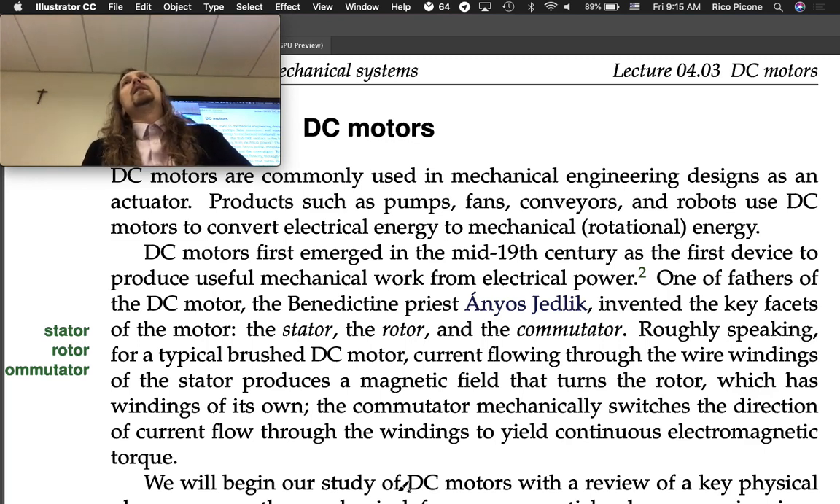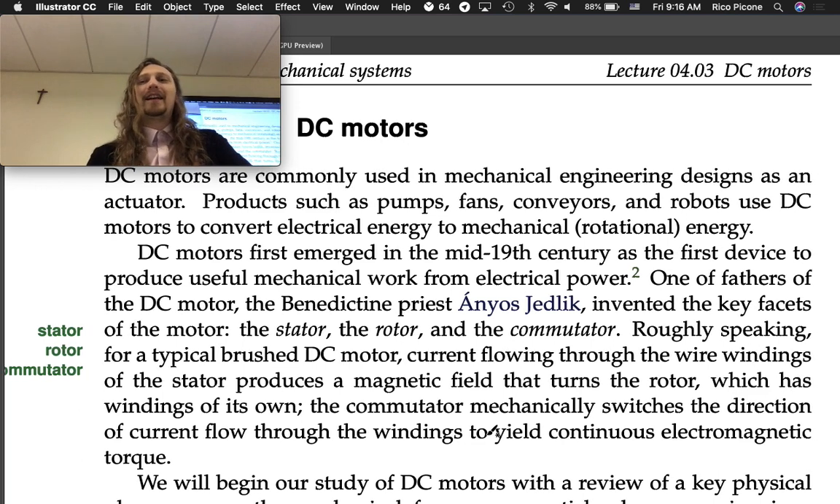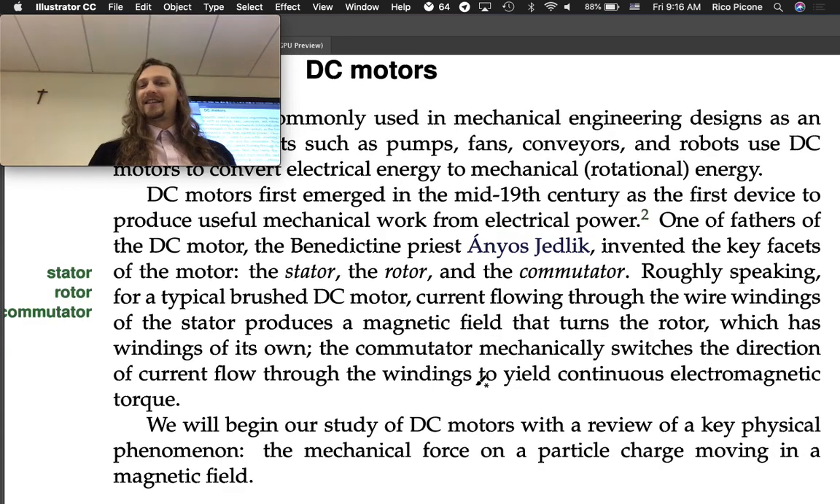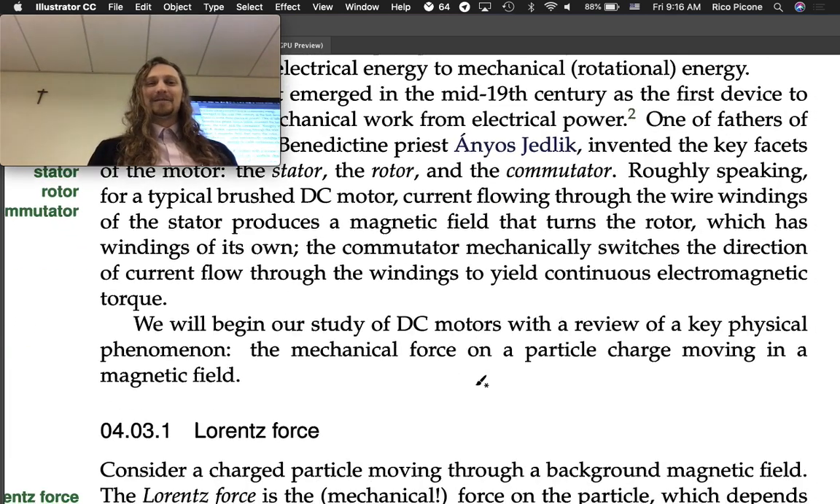So this is something we're going to dig into a little bit deeper, but it's kind of cool that, I think it's a sort of contested fact that this Benedictine priest is the guy who invented these things. He's Hungarian, and at least the Hungarians really think that he was the one who invented the motor. So I think it stands. At a Benedictine school, we can say that is the case, right?